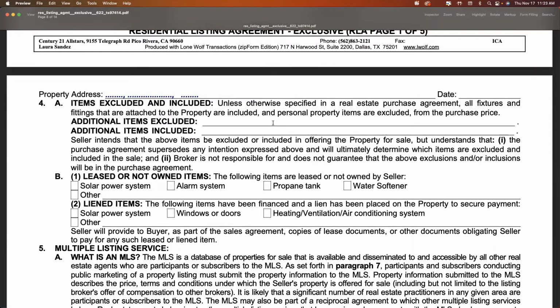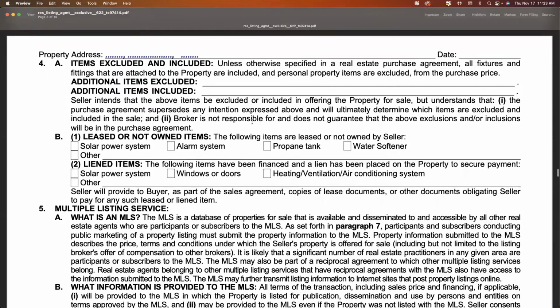So I know that we're going to put it on the MLS and I know that we're going to counter it. I know we're going to put it in purchase agreements and things like that to make sure that those things are included and excluded. But if the seller tells me specifically when I'm doing the listing agreement that something is excluded, I'm going to put it in the listing agreement also. I'm really going to cover myself, right? So I'm going to have the excluded items and included items, right?